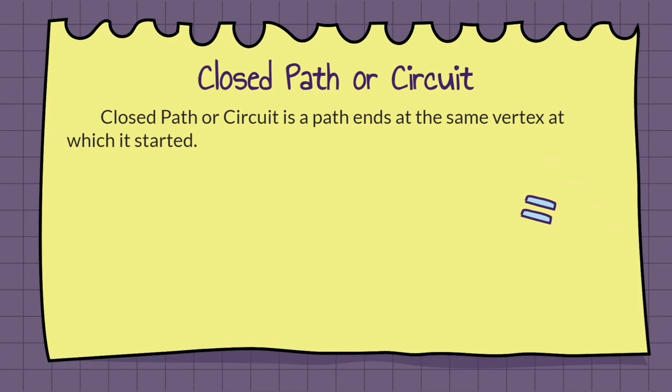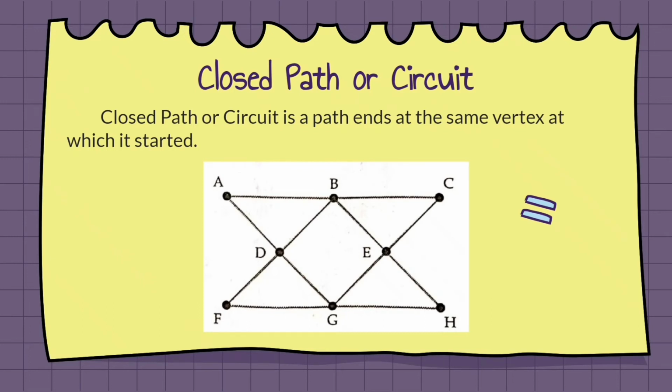Next, we have closed path or circuit. If a path ends at the same vertex at which it started, it is considered a closed path, also called a circuit. So for this graph, the path A to D to F to G to E to B and to A is a closed path. Why? Since we started with A and we also ended at A. Okay?